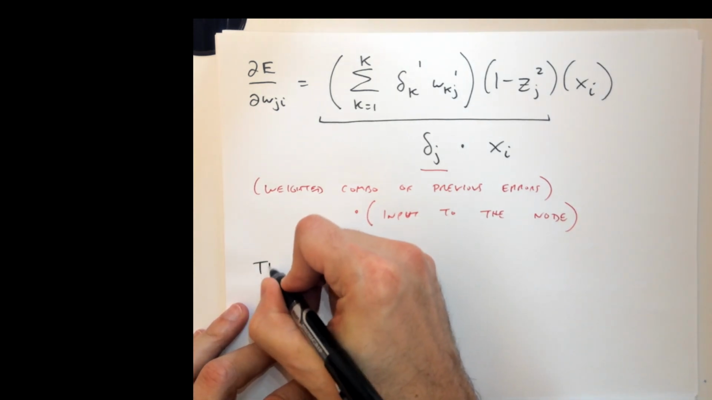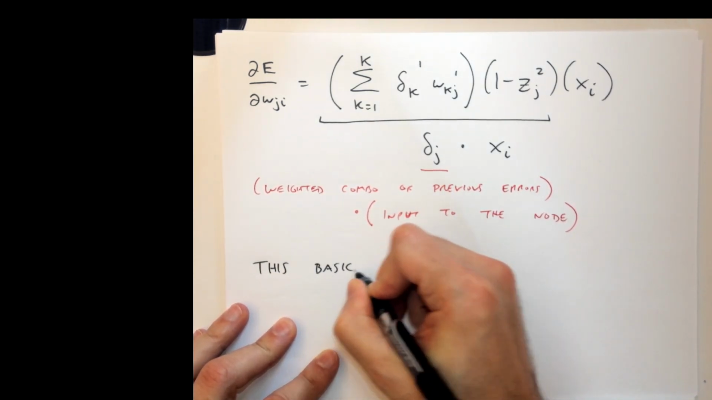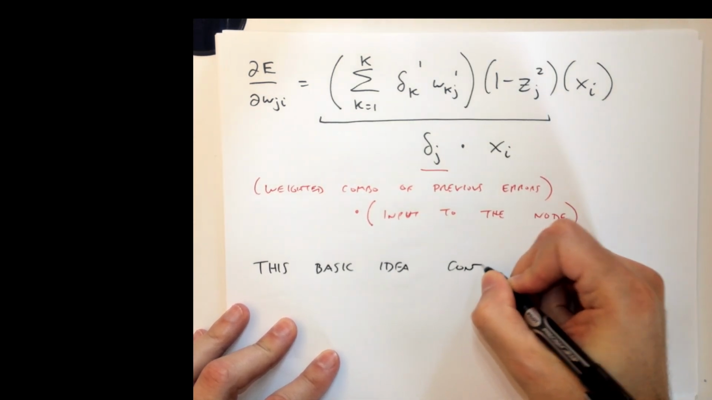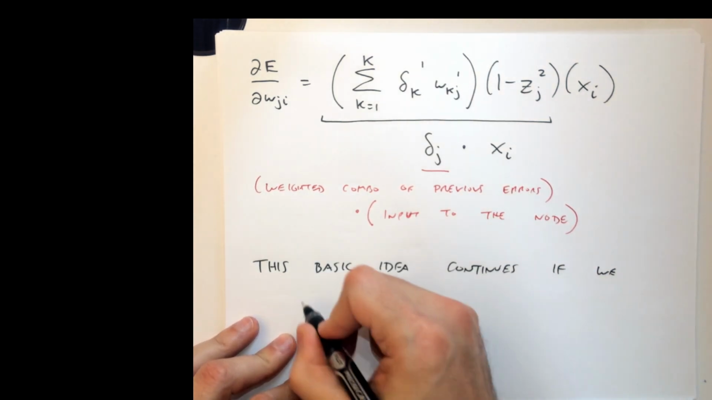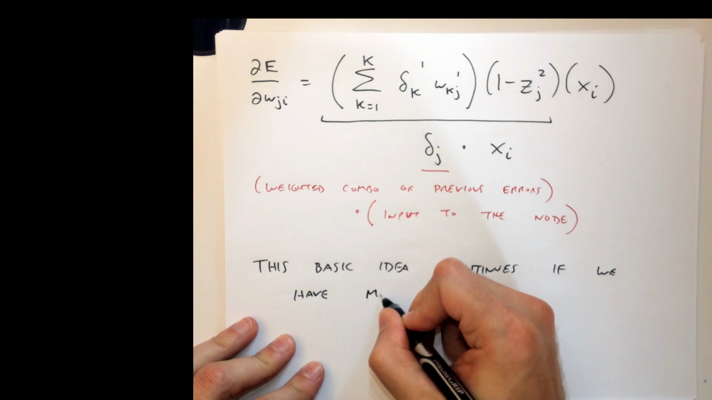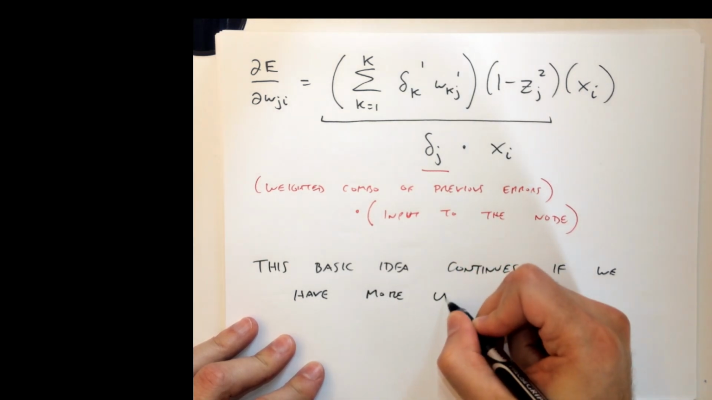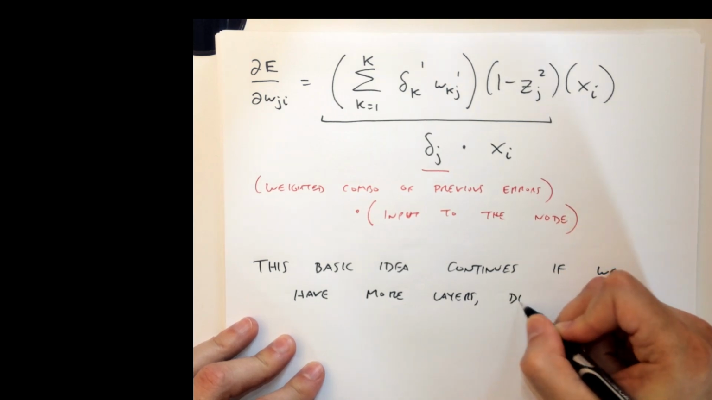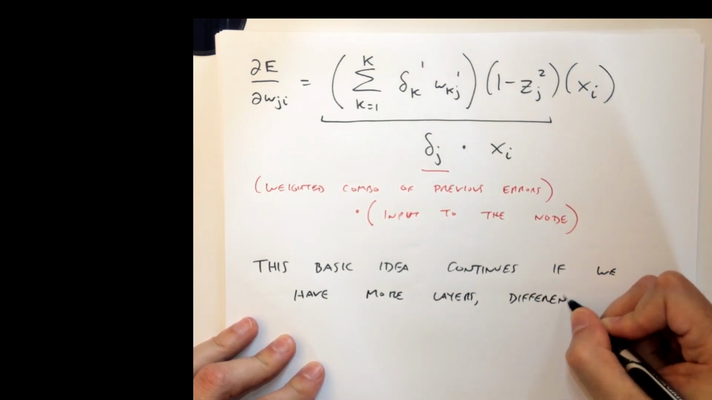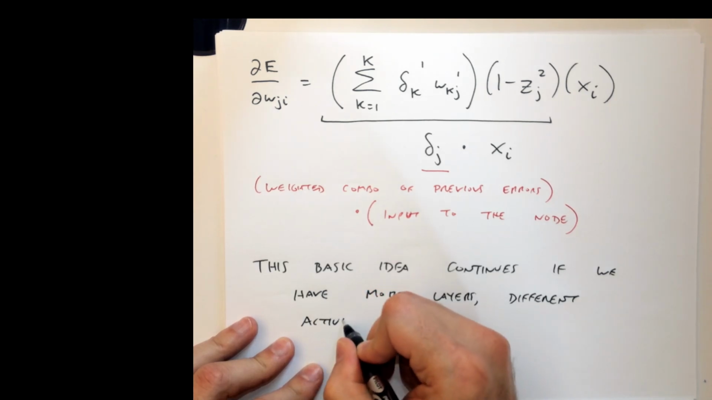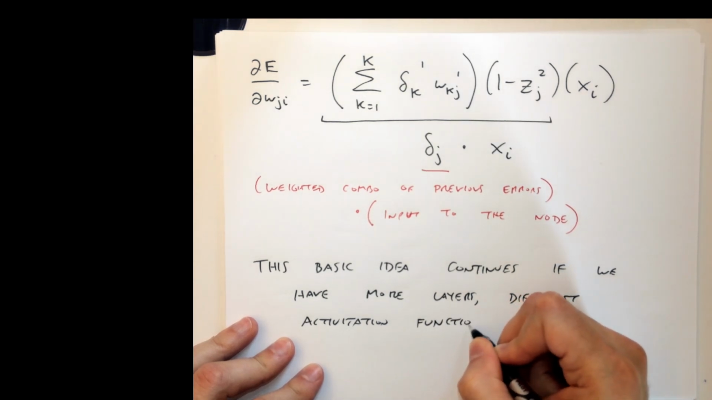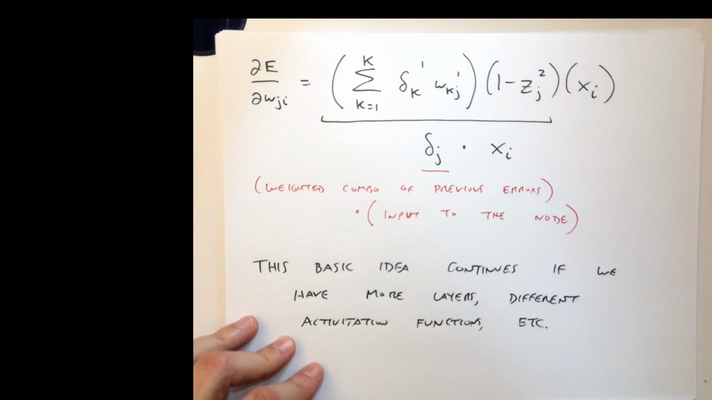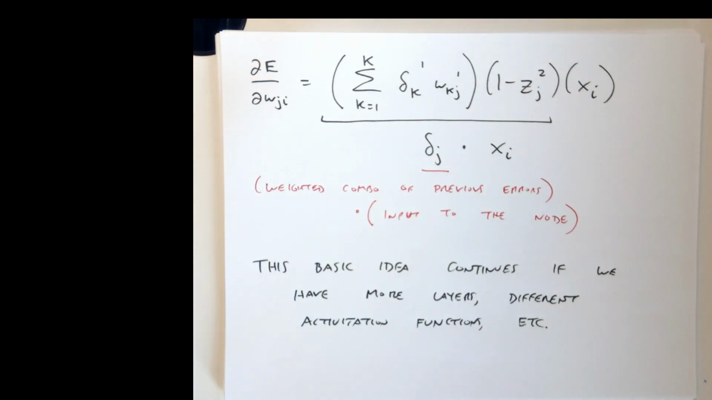So this basic idea continues if we have more layers, different activation functions, and so on. Really all I'm doing every time is I'm weighting the previous errors, multiplying them by the input.